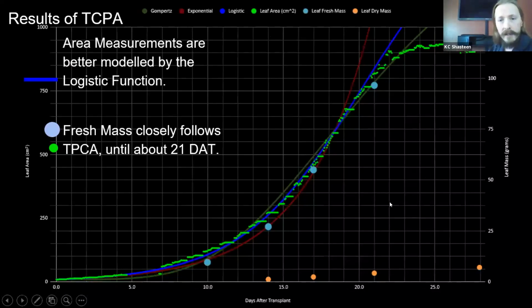And here is the same data, but with the fresh mass in the light blue dots as the crop developed. And so you can see for the first 21 days or so, the TCPA and the fresh mass follow each other very closely. And so it looks like the TCPA, with a constant factor to adjust it from leaf area to biomass, actually is a pretty good indicator of what the crop is doing.